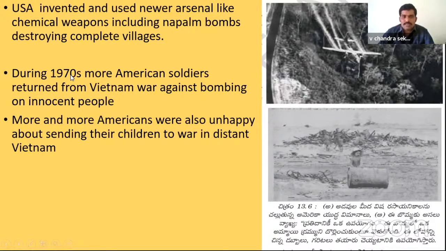So during the 1970s, more American soldiers returned from the Vietnam War against the bombing of innocent people. The Vietnamese are innocent people, but America, to show it's a superpower, continued the war and dropped different types of weapons on Vietnam. Because of the Vietnam War, lakhs of innocent people died. So yeah, it is very heart touching.